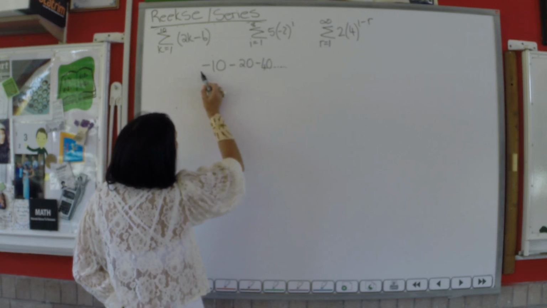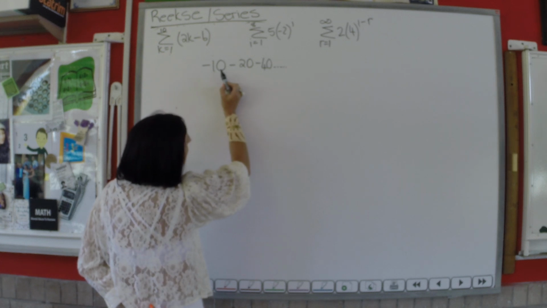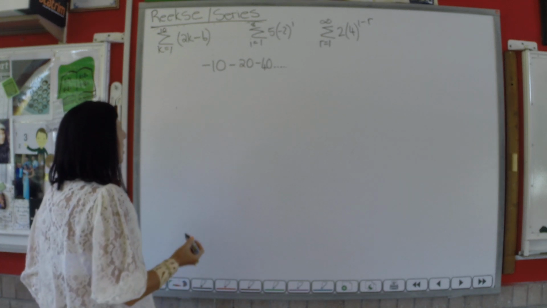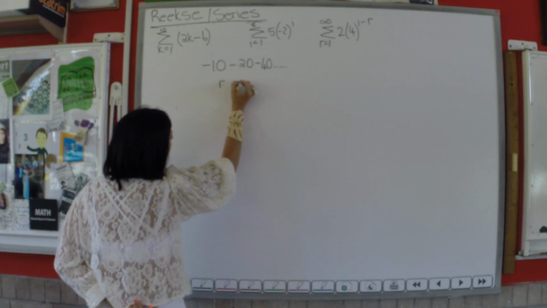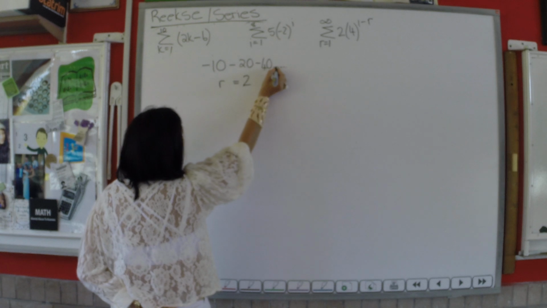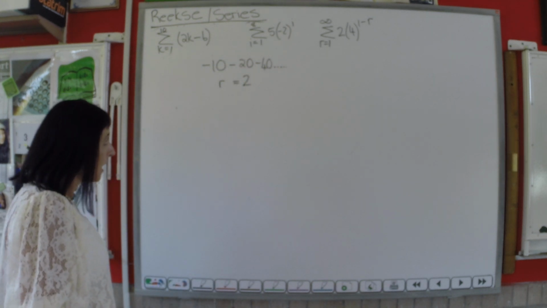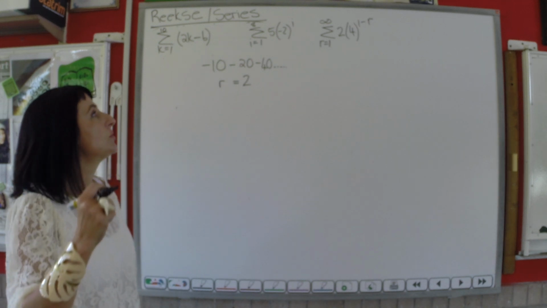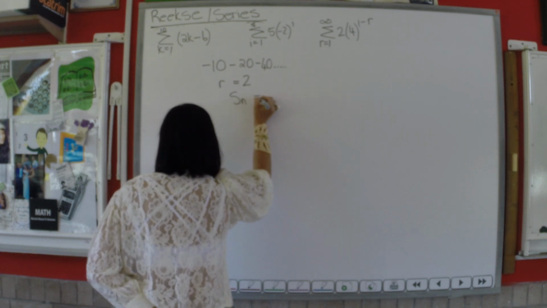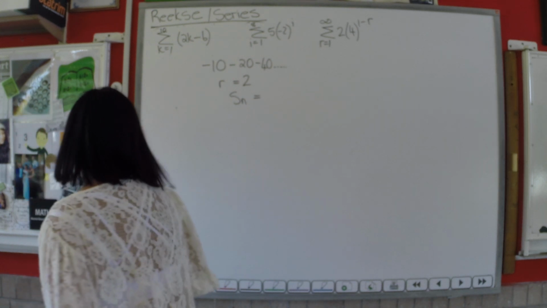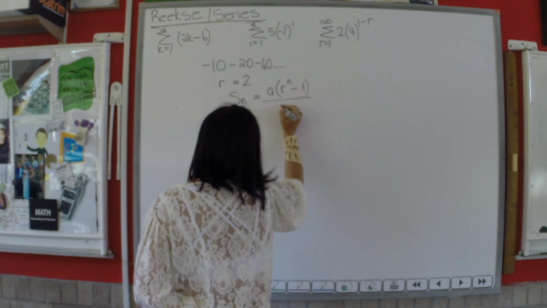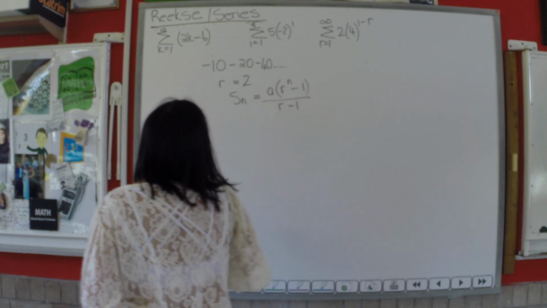Minus 20 minus minus 10, gee vir my minus 10. Minus 40 minus minus 20 gives me minus 20, so there's no constant difference. It's going to be an r, a ratio, because minus 20 on minus 10 gives me 2. Minus 40 on minus 20 gives me 2 as well. So now I see this is a geometric series. So ek gaan dadelik skryf, my som van formule is gelyk aan, and that you know as well. Immediately write your sum of formula for geometric series. You know it already. And you substitute.